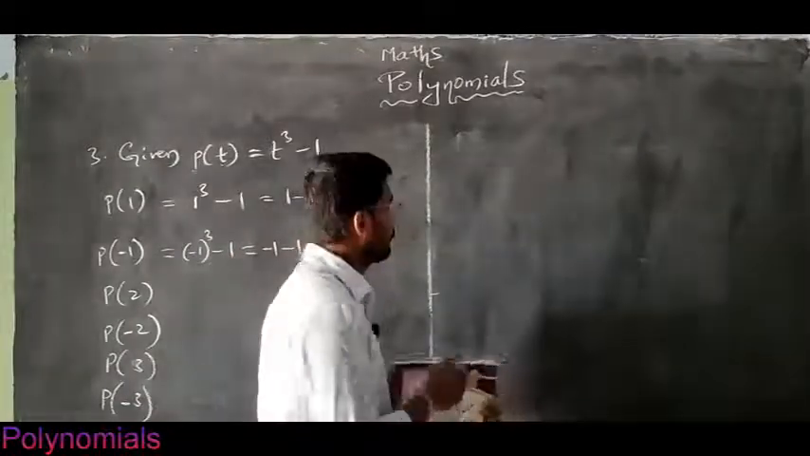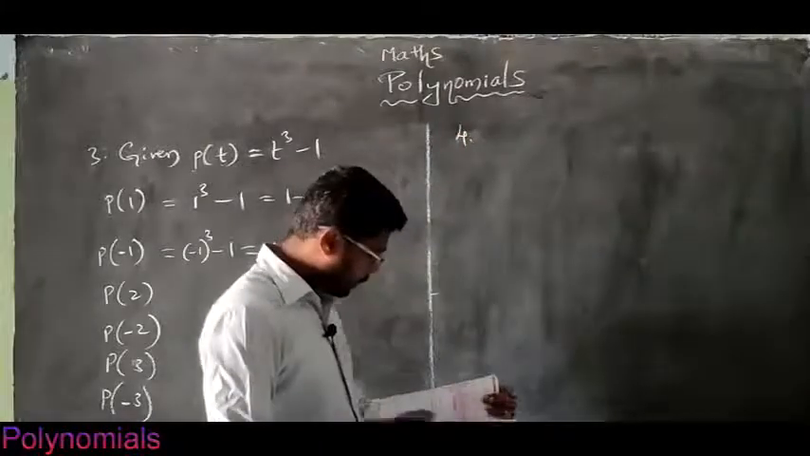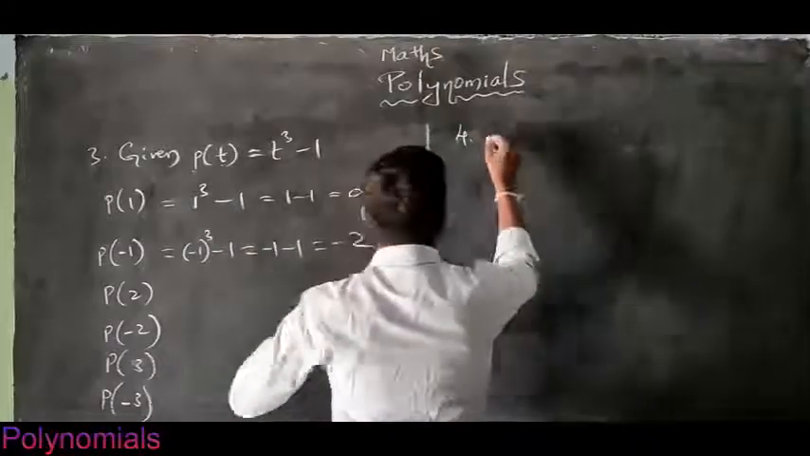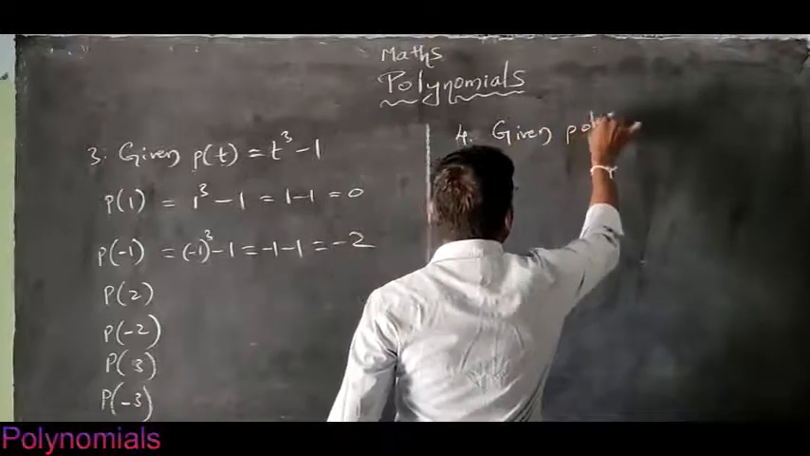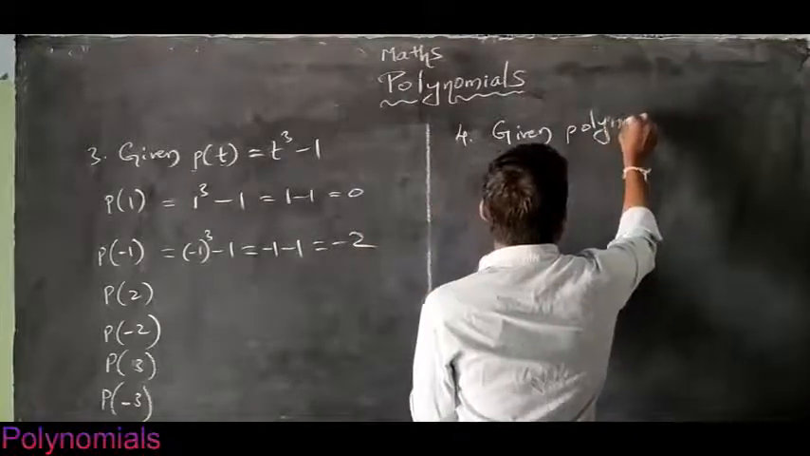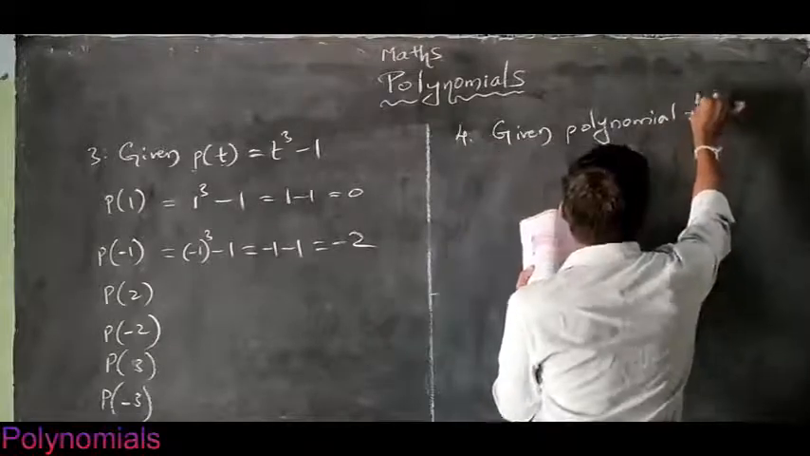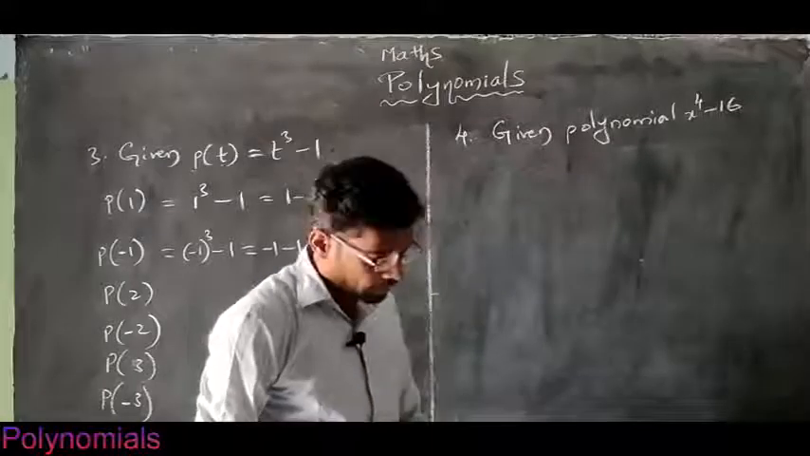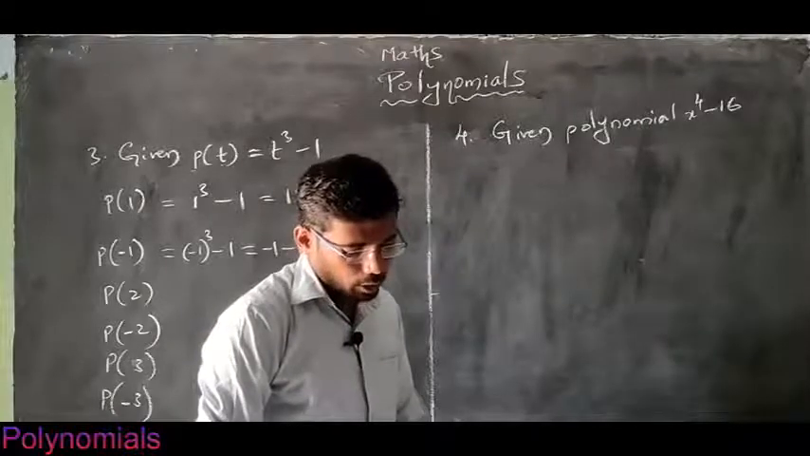Next, fourth one. Check whether minus 2 and 2 are the zeros of the given polynomial. What is the given polynomial? x to the power of 4 minus 16. Now he is asking to check whether minus 2 and 2 are the zeros of the polynomial or not.